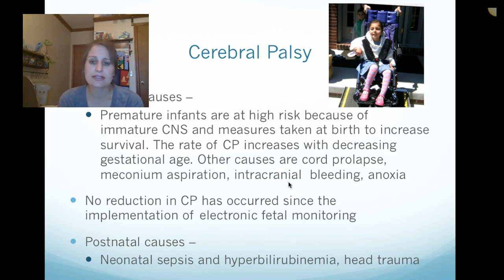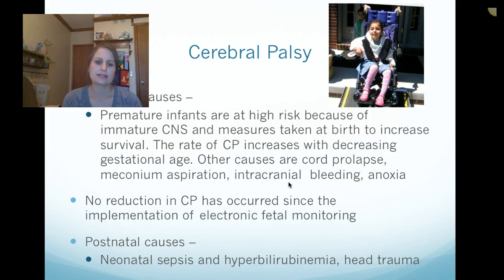The rate of CP increases with decreasing gestational age, and other causes can include cord prolapse, which of course is going to cut off the circulation to that baby, meconium aspiration, they're not able to breathe in and get enough oxygen, and then intracranial bleeding and anoxia. So no reduction in CP has occurred since implementation of electronic fetal monitoring, which is kind of a surprising fact because we feel like we can monitor those babies better, but it still hasn't decreased the effects any.